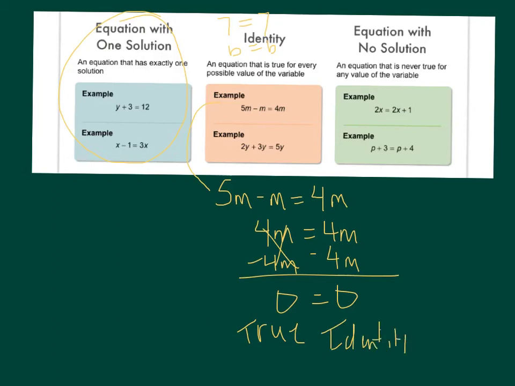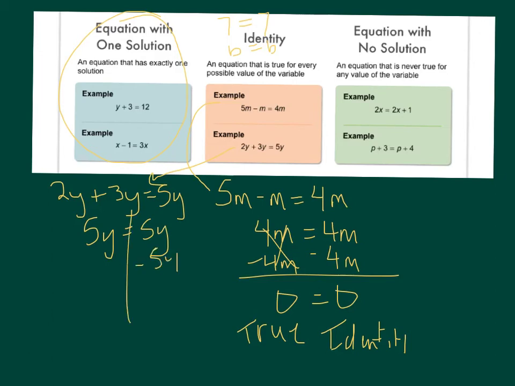Now let's look at this one here. So we have 2y plus 3y equals 5y. So I'm going to combine like terms. 2y plus 3y equals 5y. If I want to move my 5y, it was 0 equals 0, so that's your identity. True statement, so it's identity.